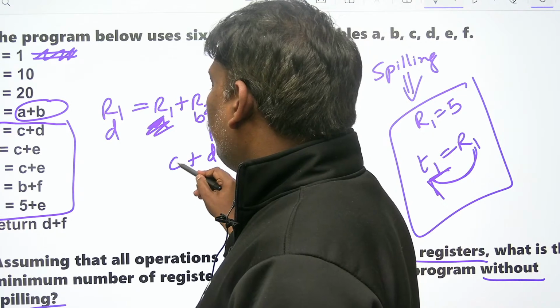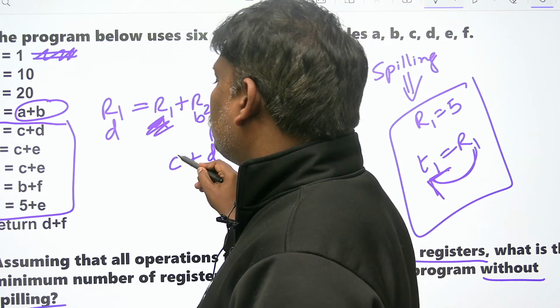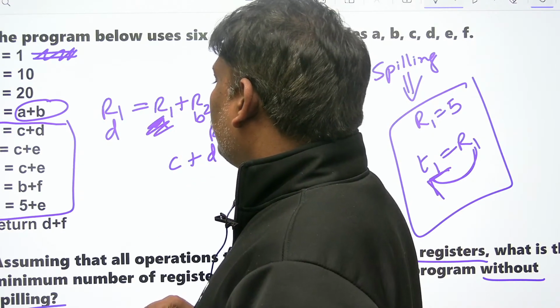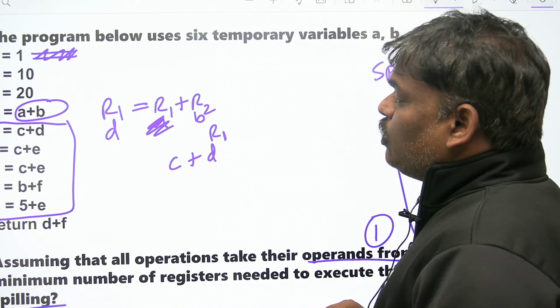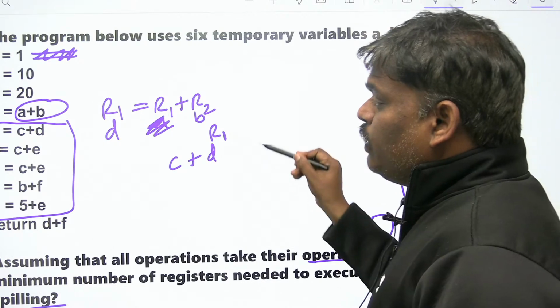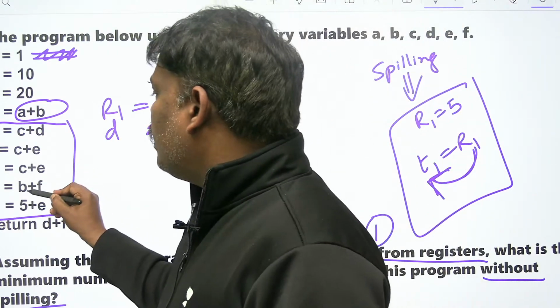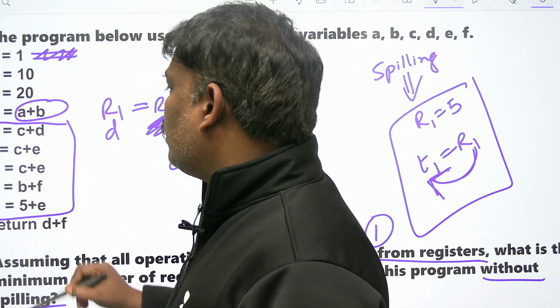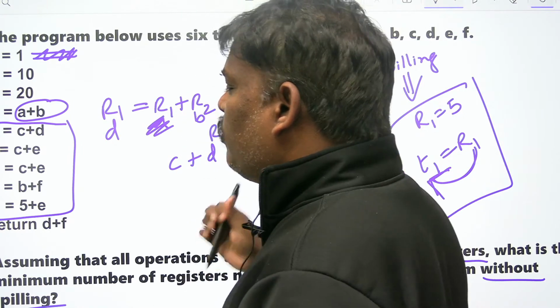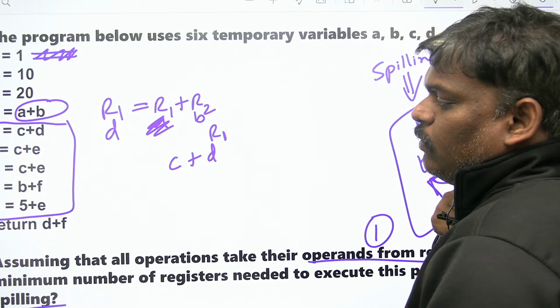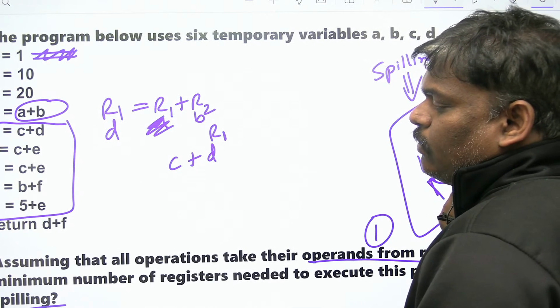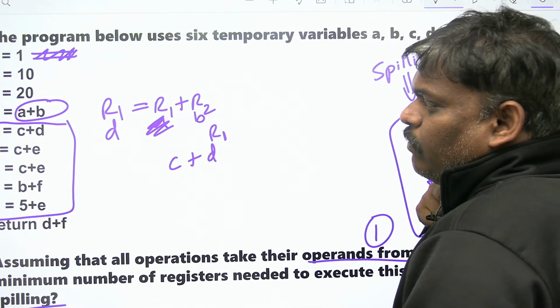But what about C? Every operand should be there in the register. For the C purpose, can I use R2? R2 means B. Is B required further or not? Please verify.